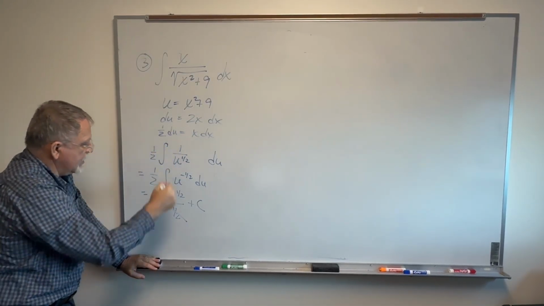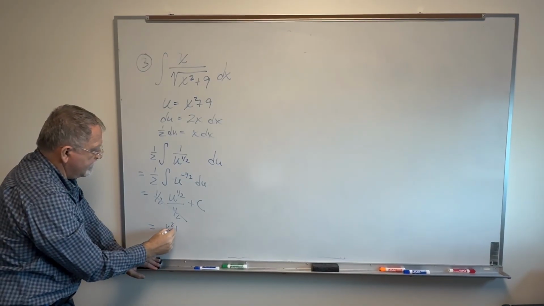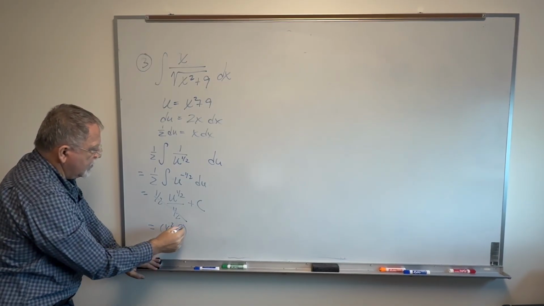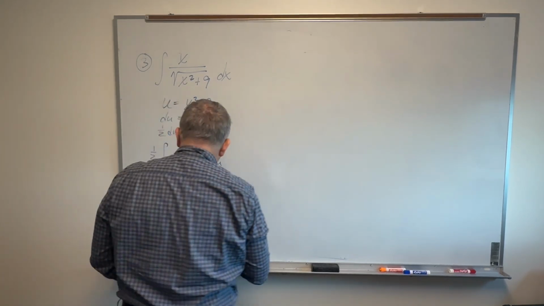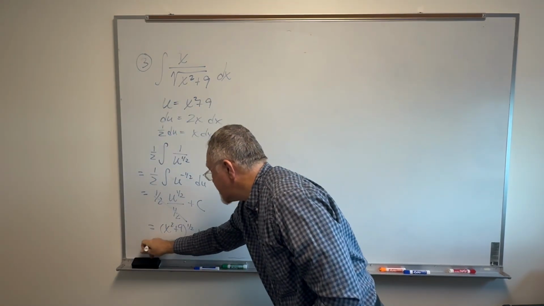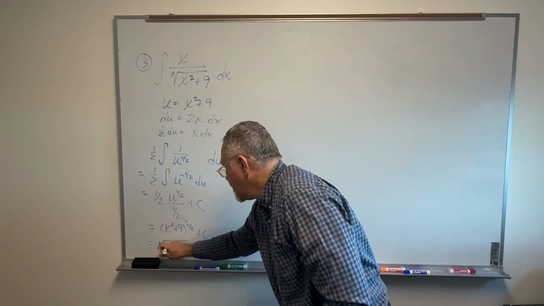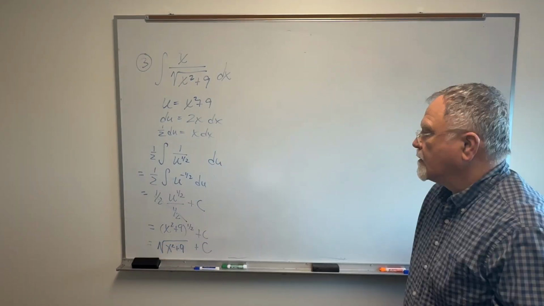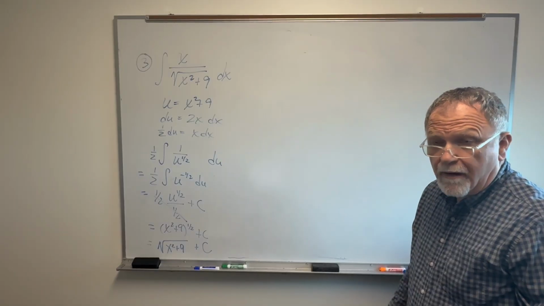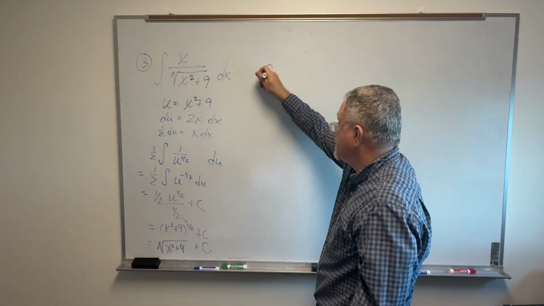u, which was x squared plus 9, to the 1/2 plus a constant. Alternatively, of course, you can write that as the square root of x squared plus 9 plus the constant. Let's just double check to make sure we did it right. Make sure I didn't make any mistakes. Here we go. Check.